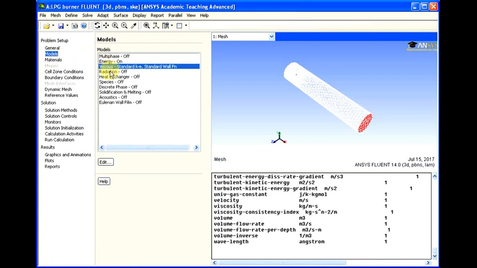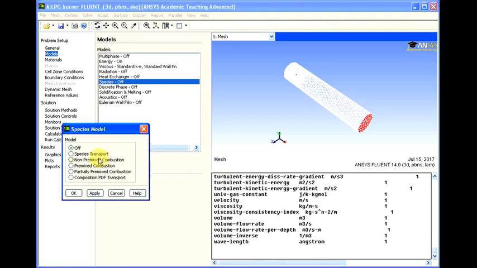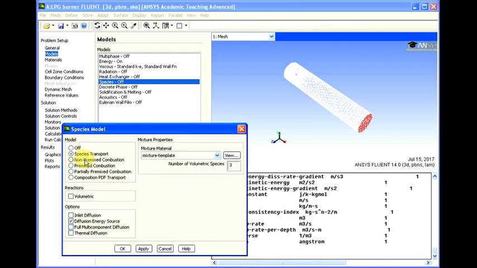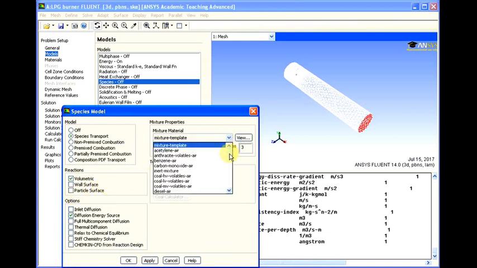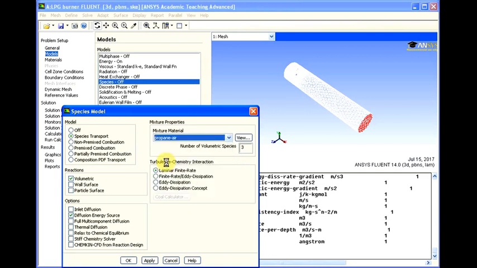Okay, for combustion, species is off. Now we activate the species transport model. Next will be the non-premixed model. Okay, volumetric, you have it here. From the database we choose propane-air mixture for the fuel. We can actually choose the species individually, but this is much easier.